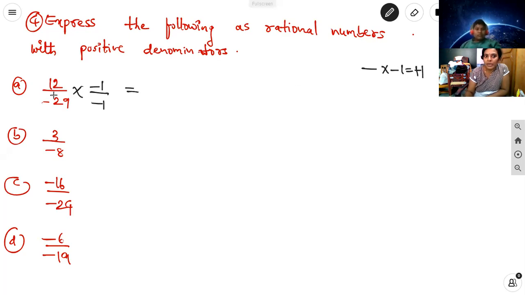Minus 29 into minus 1 is plus 29. 12 into minus 1 is minus 12. So with a positive denominator, this is equal to minus 3 by 8. If the denominator has a negative sign and we make it positive, that sign goes to the numerator only. With the denominator positive, the sign goes to the numerator.